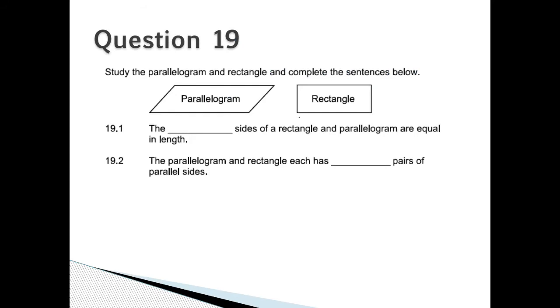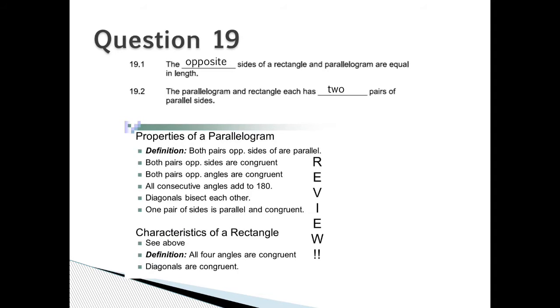Study the parallelogram and rectangle and complete the sentences below. 19.1. The something sides of a rectangle and parallelogram are equal in length. And 19.2. The parallelogram and the rectangle each has x pairs of parallel sides. We need to know the properties of our parallelogram. The definition is that both pairs of opposite sides are parallel. Both pairs of opposite sides are congruent.